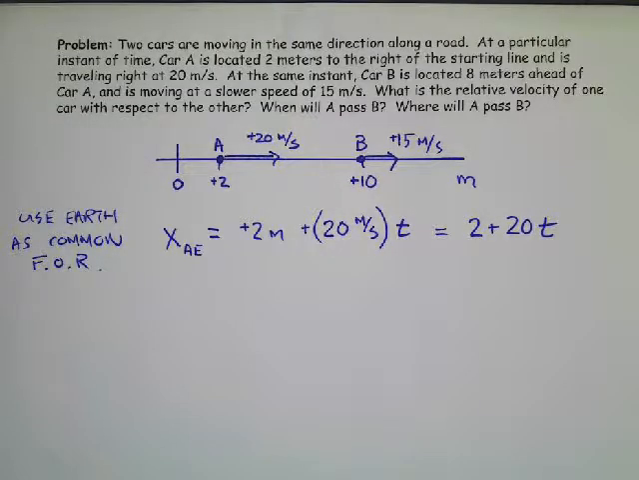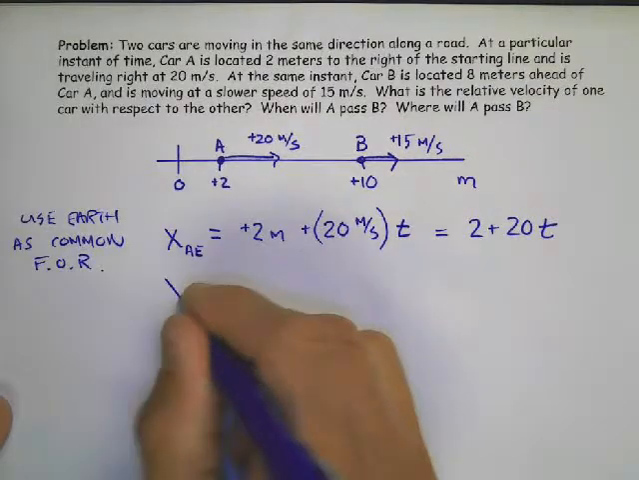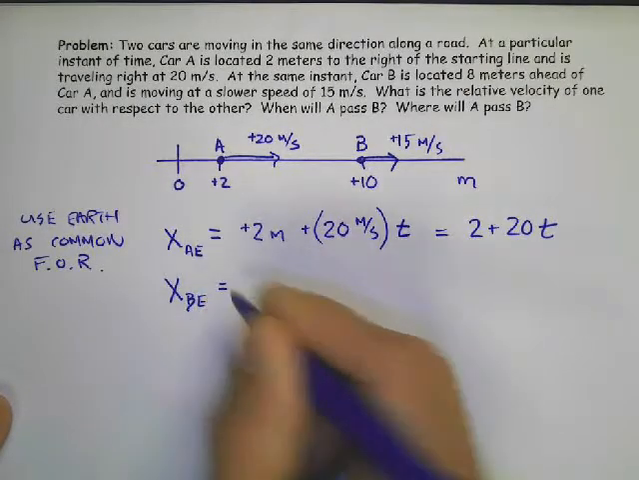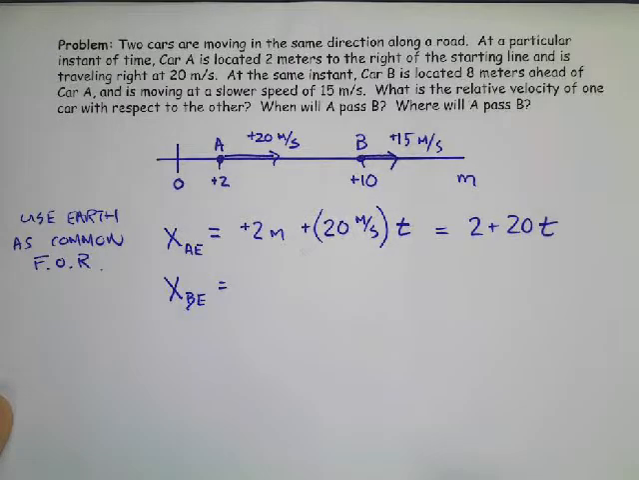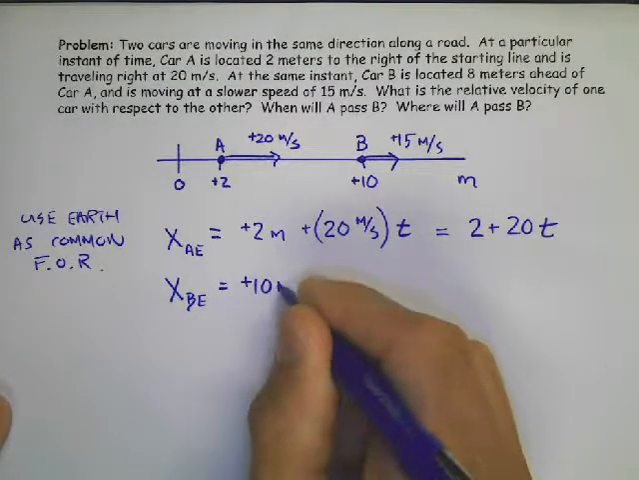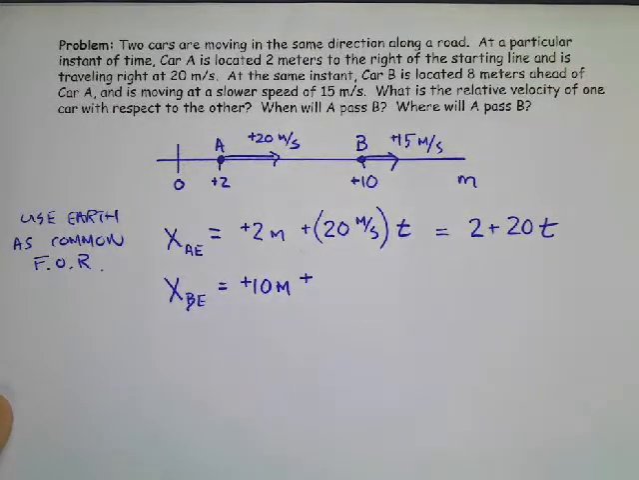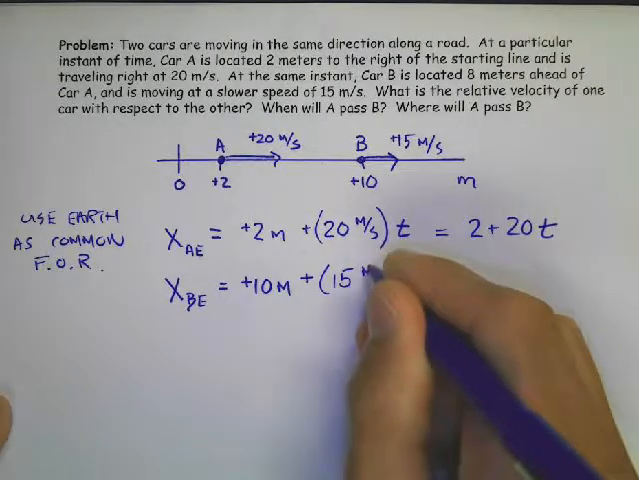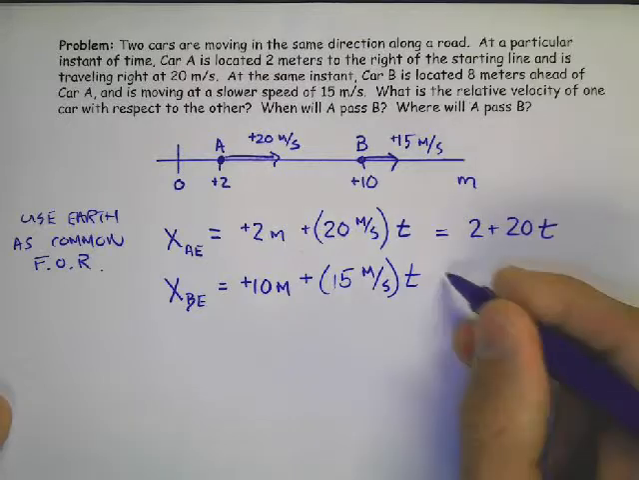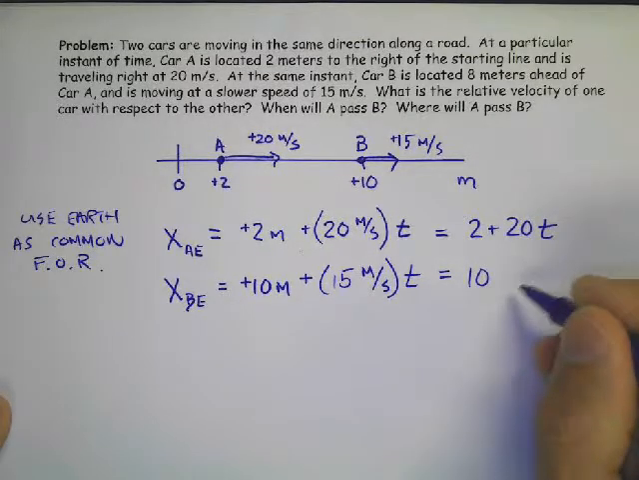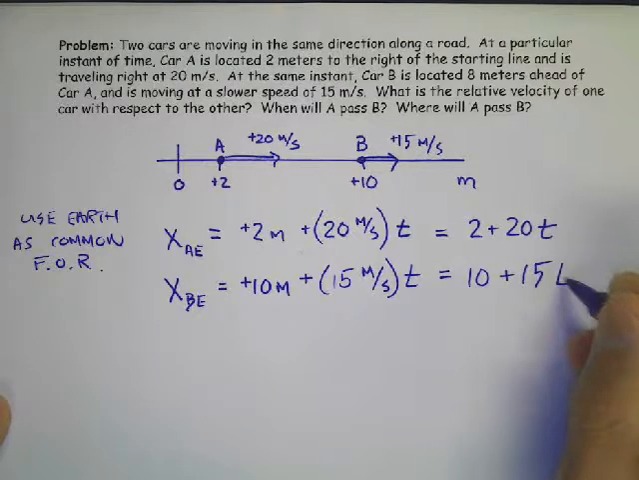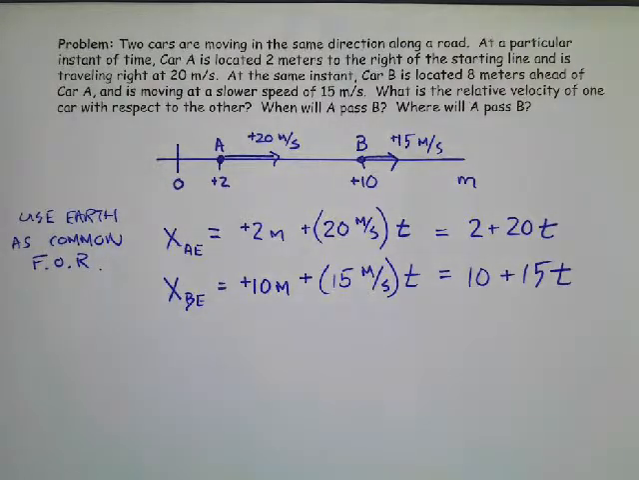Okay. Let's do the exact same thing for B. So for B, we're going to have its initial position of plus 10 meters. And then we're going to add to that the displacement that happens with time, which in this case is 15 meters per second times t. Of course, that gives us 10 plus 15t. Okay. So these are the two functions that tell us where these objects are located on the number line at any time.